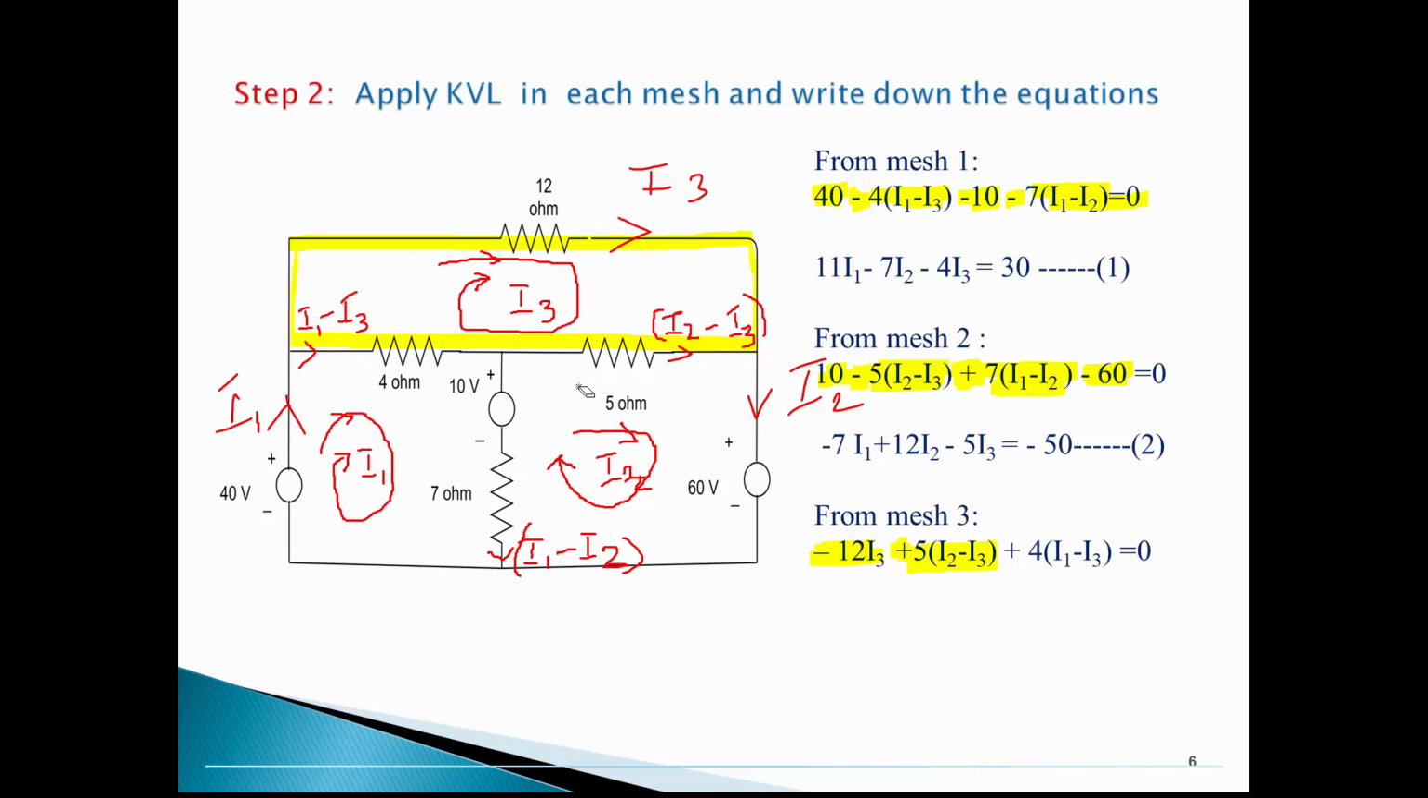Then moving towards this loop, the 4 ohm resistor is seen here. The 4 ohm branch current is I1 minus I3. This is also opposite to this loop current I3. So plus 4 times (I1 minus I3). Then no other element is available, which is equal to 0. Then rearrange this equation: 4I1 plus 5I2 minus 21I3 is equal to 0.